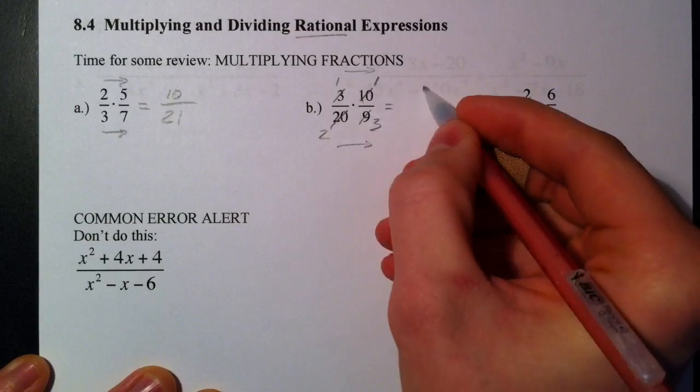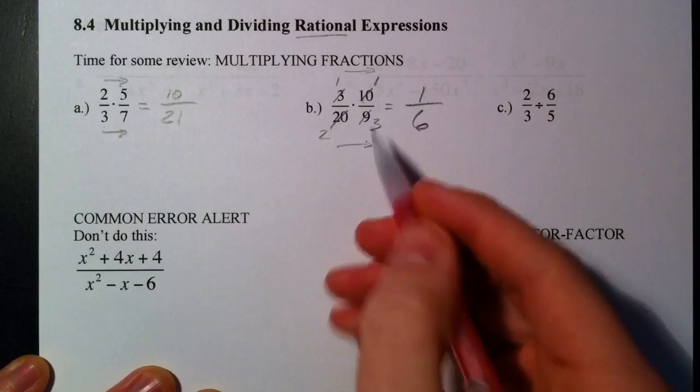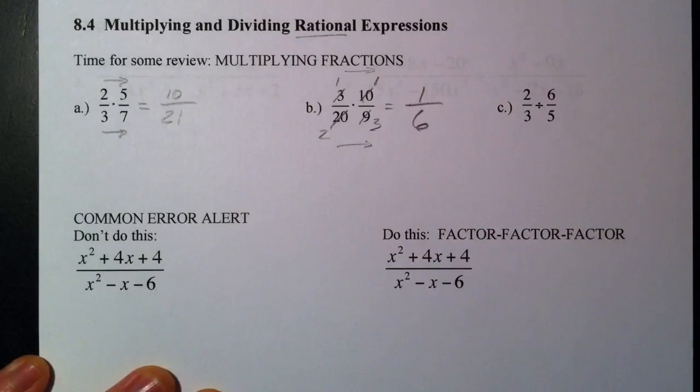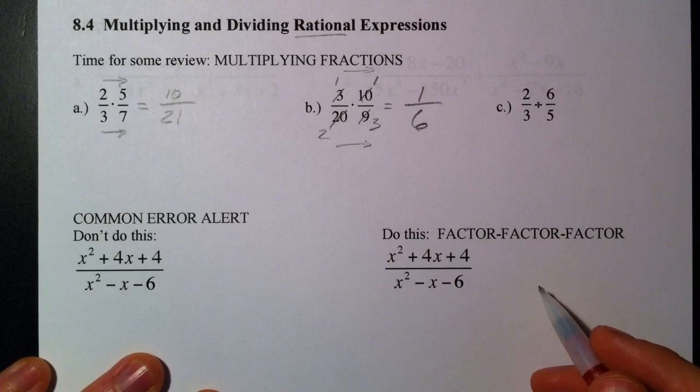1 times 1 is 1. 2 times 3 is 6. Now, had you multiplied and got 30, multiplied 20 times 9, you could have reduced it to 1 over 6, and you get the same exact answer.